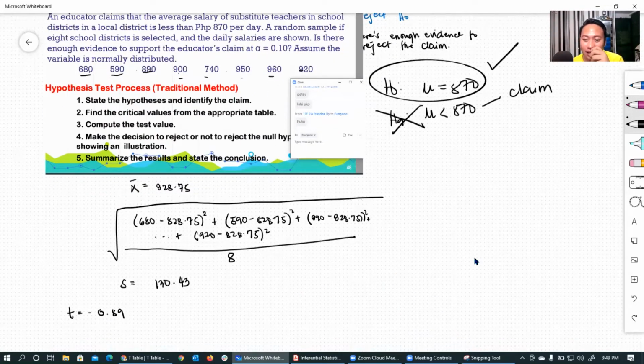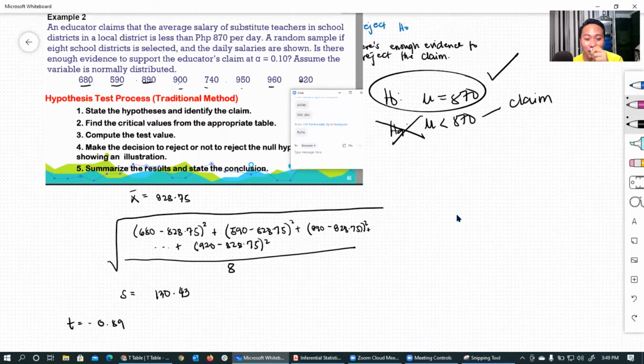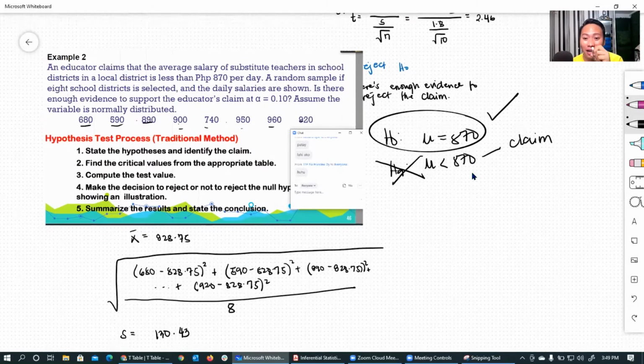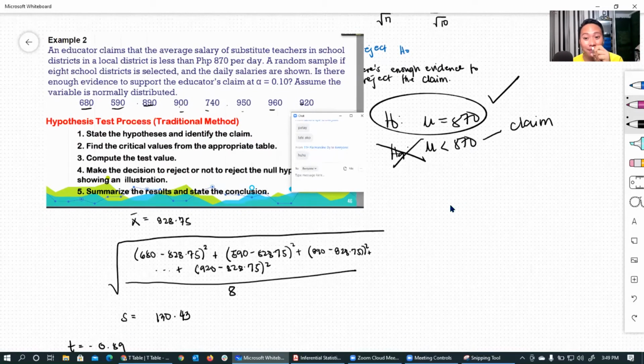Very good. That's one answer. At 10% significance, there is not enough evidence to support the educator's claim. The claim, the null may be accepted or rejected. So we are rejecting the null hypothesis, accepting the alternative.